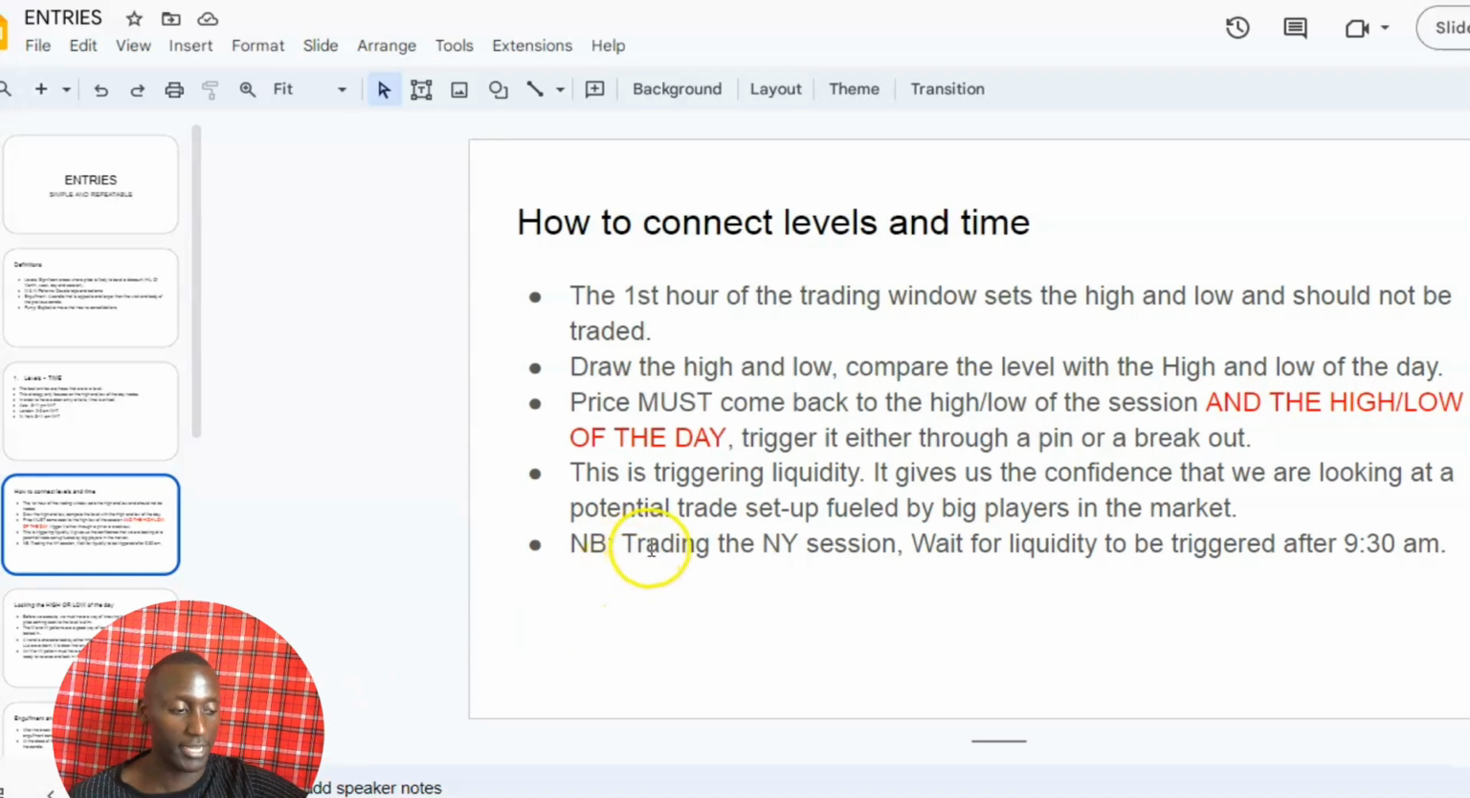You need to also note that if you are trading the New York session, wait for price to come back to that level after 9:30 or at 9:30. Otherwise, you'll find that most of the time it fails if price is before 9:30. So between 9 and 9:30, that's a 30-minute section. Treat it like the first hour in the New York session. But in the Asia and London session, the first hour is the first hour.